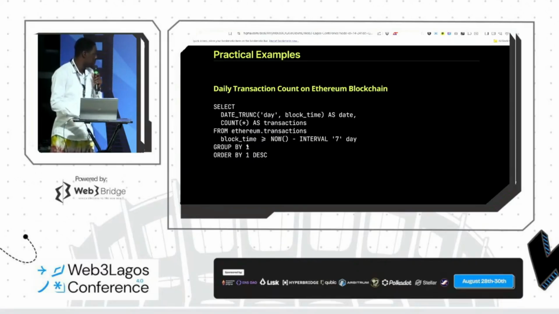Then the block time within the last 7 days. This is just an interval for the last 7 days. Then we want to group it by dates and order it by descending order of dates.